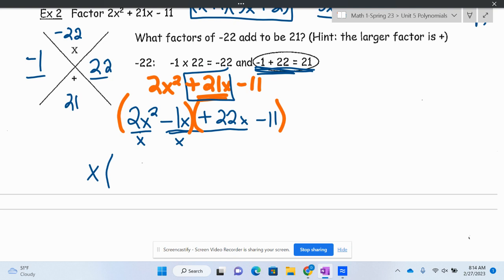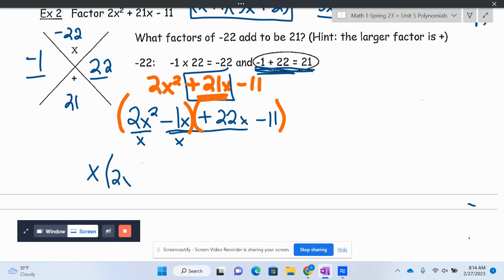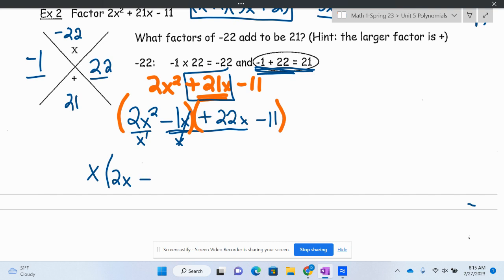And so now we're going to say to ourselves, well, what is 2x squared divided by x? Well, it's just 2x, right? Because this is an x to the power of 1. Do you guys see that? And then what is a negative 1x divided by x? Just leaves me with what? Minus 1. Okay. Now let's look at the next grouping.